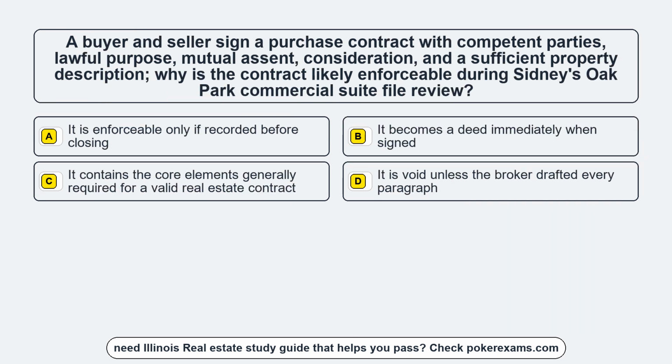Question 23. A buyer and seller sign a purchase contract with competent parties, lawful purpose, mutual assent, consideration, and a sufficient property description. Why is the contract likely enforceable during Sydney's Oak Park Commercial Suite file review? Option A. It is enforceable only if recorded before closing. Option B. It becomes a deed immediately when signed. Option C. It contains the core elements generally required for a valid real estate contract. Option D. It is void unless the broker drafted every paragraph.